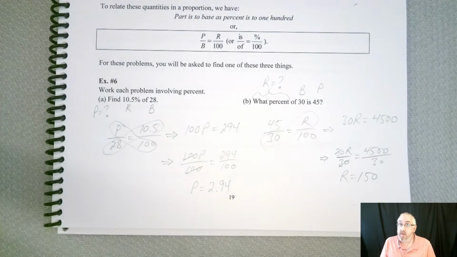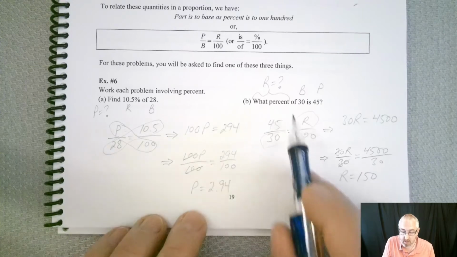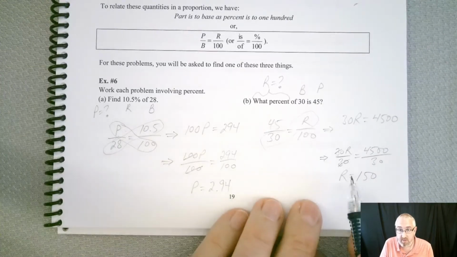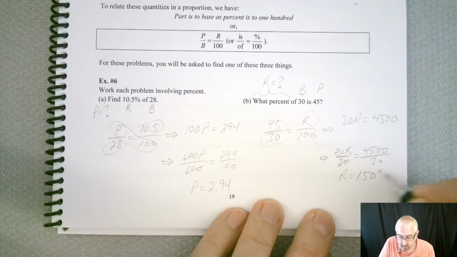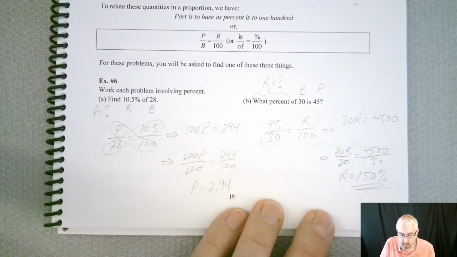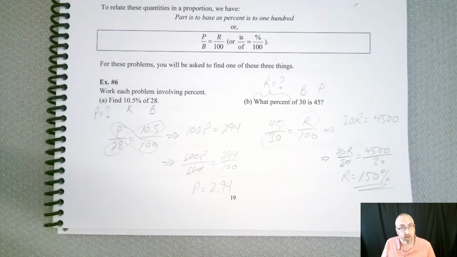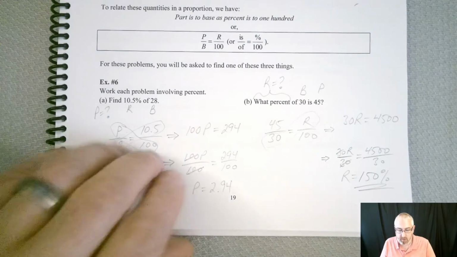Now, we do have to be careful, because when we find R, what is R? R is a percent. So don't just leave your answer blank like this as 150. It's 150%. So if you forget the percent, you're going to lose points. So don't forget it. All right, let's go on to the next couple.